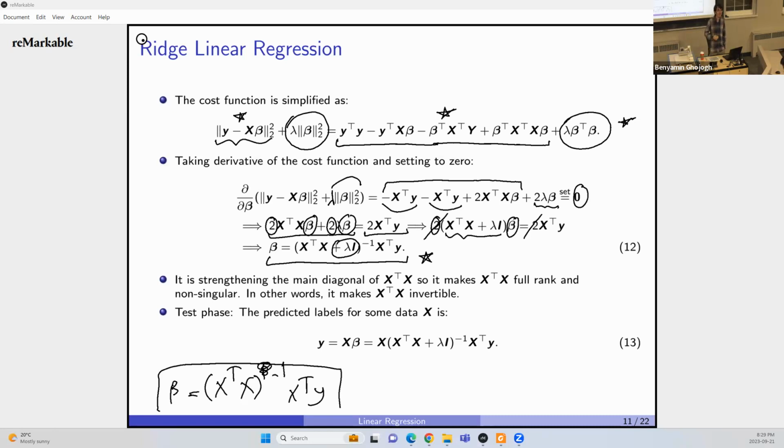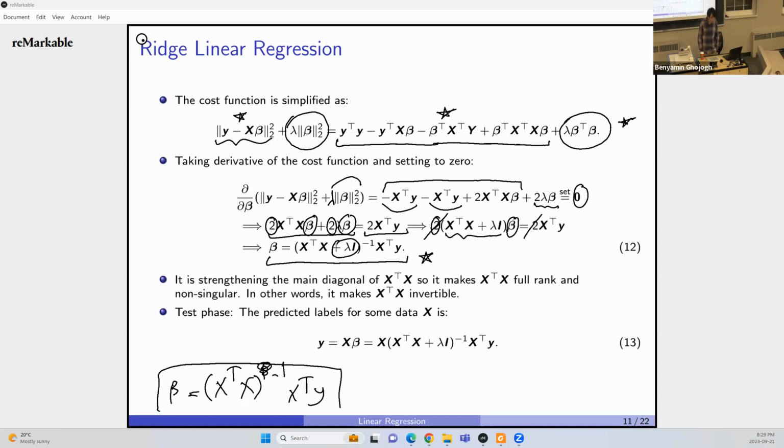Of course, strengthening this main diagonal reduces the accuracy, because this is not exactly X transpose X. By accuracy here, I mean it will not be exactly equivalent to linear regression. It will deviate from linear regression, right? Because that's the effect of regularization. So the solution of ridge regression is not equivalent to the solution of linear regression.